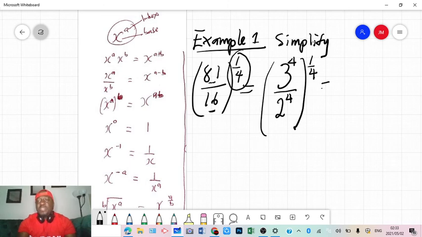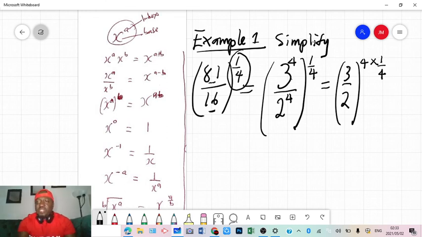16. Going further to simplify, 3 and 2 are sharing the same index, so I can put them together in one bracket and say both of them are to the power 4. Not forgetting that I had 1 over 4 already on my bracket. To simplify this further, 4 times 1 will give you 4, and 4 divided by 4 will give you 1. My answer finally will be 3 over what? Over 2. Because 4 and 4 can cancel each other.